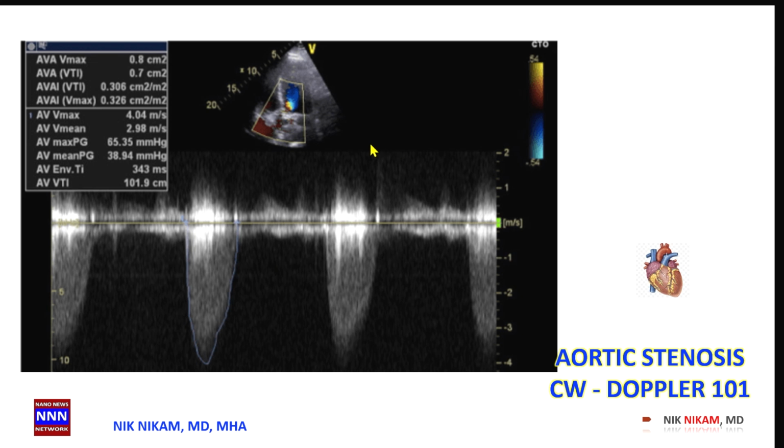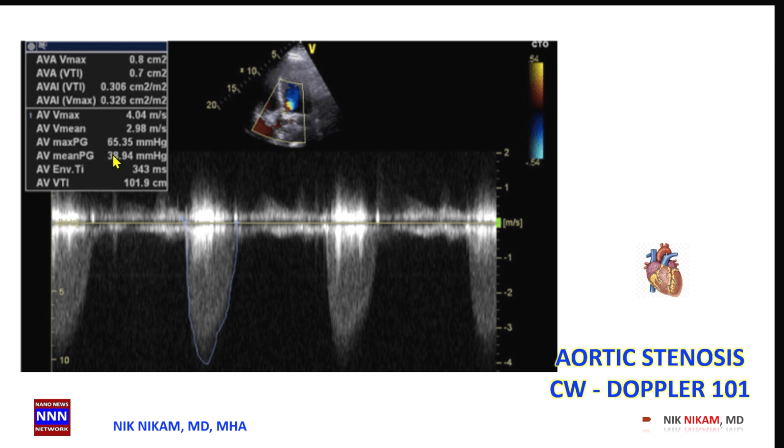Now let's look at some of these numbers that we get on the screen when a continuous wave Doppler is recorded across the aortic valve. This is the aortic valve maximum velocity, which is 4.04 meters per second. Then we have the mean velocity of 2.98 meters per second. The mean velocity is throughout the duration; the computer calculates this one. Then we have a maximum peak gradient of 65.35 millimeters of mercury and a mean gradient.